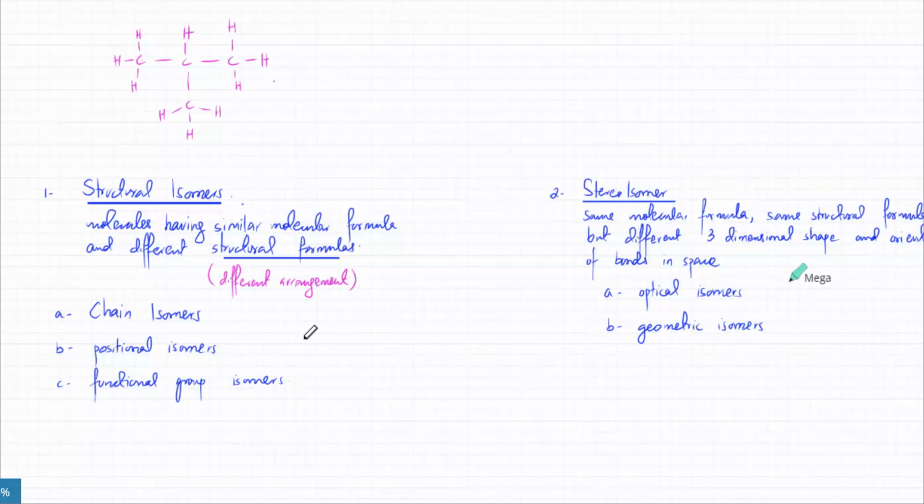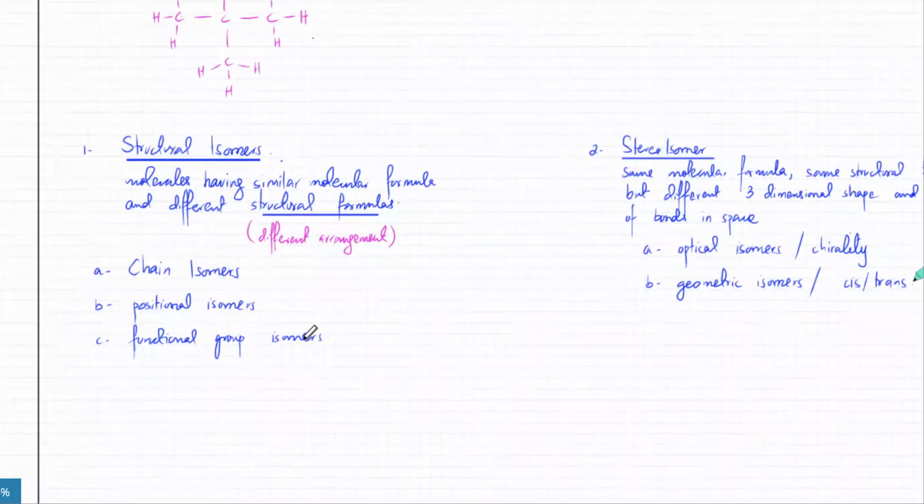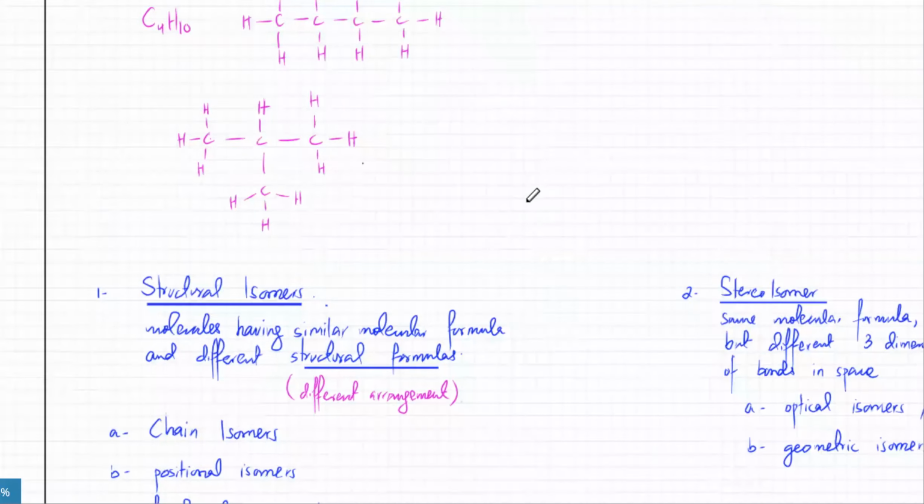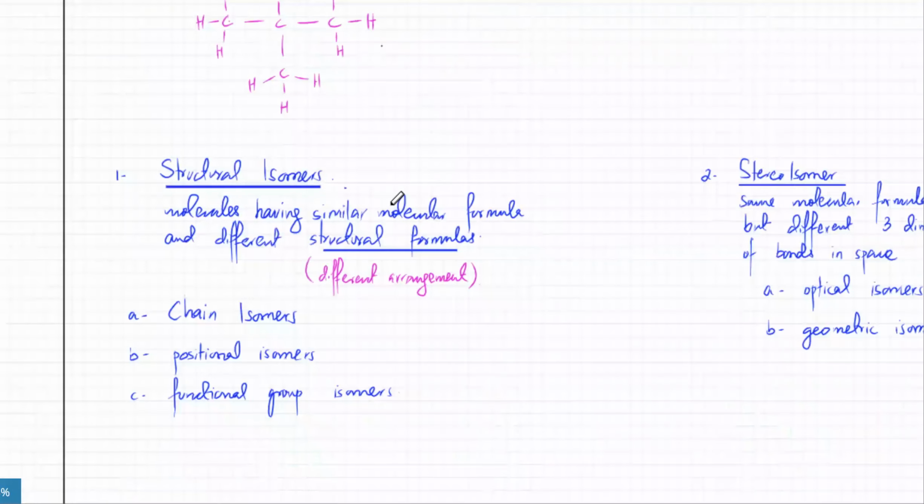This first one, optical isomers, has to do with chirality, and the other one, geometric isomers, have something to do with what are known as cis and trans, but we'll discuss that later. So we're going to focus on structural isomers first. Structural isomers are, that's one example. That's what a structural isomer is.